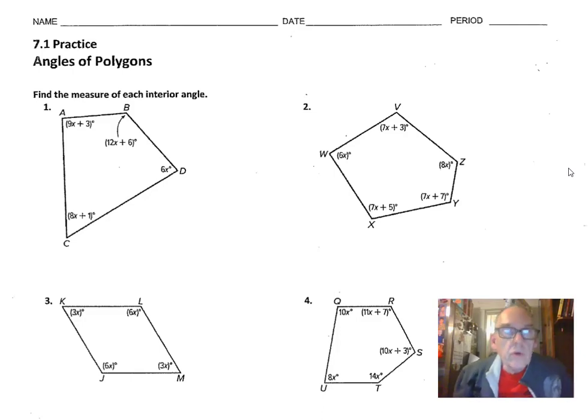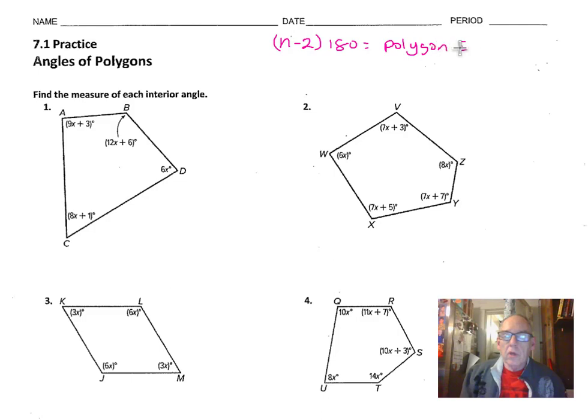Okay, in this video we solve 7.1 practice. We're going to solve for angle measures of polygons. So the basic theorem or formula that we're going to use on this is the number of sides, take away 2, times 180, equals the polygon sum, where n is the number of sides.